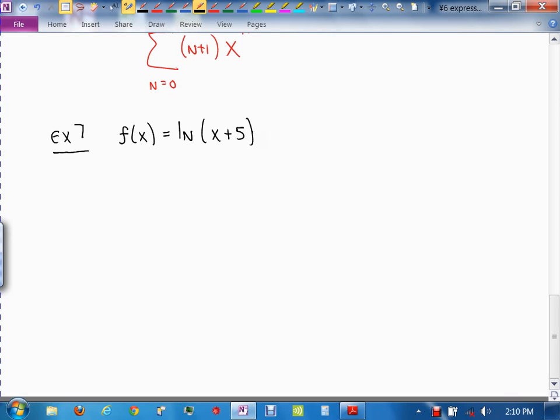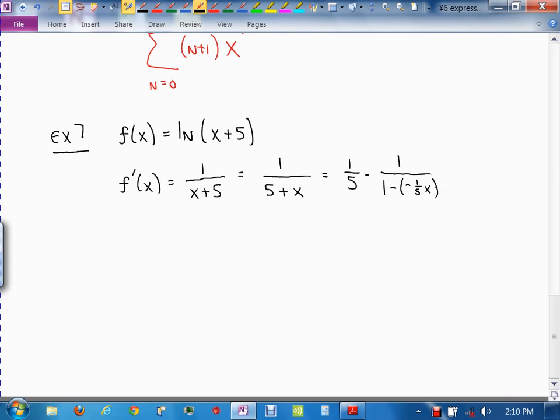What's that? The derivative. We know something about the derivative of that, right? Let's write that down. The derivative of this function is 1 over x plus 5, isn't it? That means that's the same as 1 over 5 plus x, which is the same as 1/5 times 1 over 1 minus negative 1/5 x. What just happened there, right?